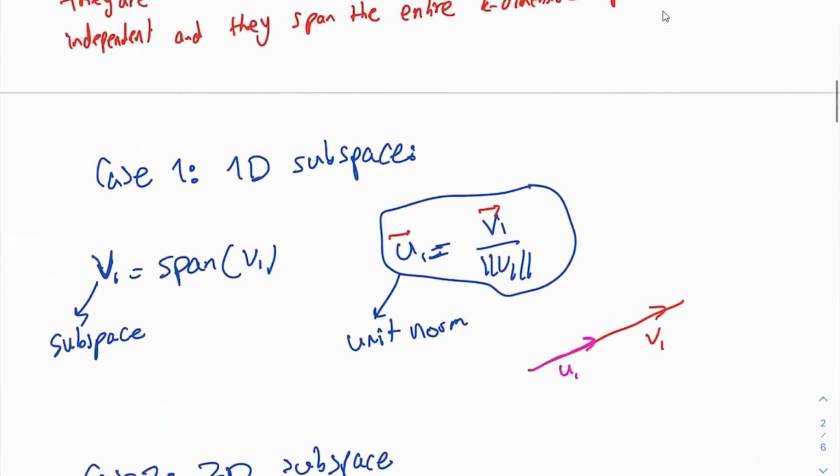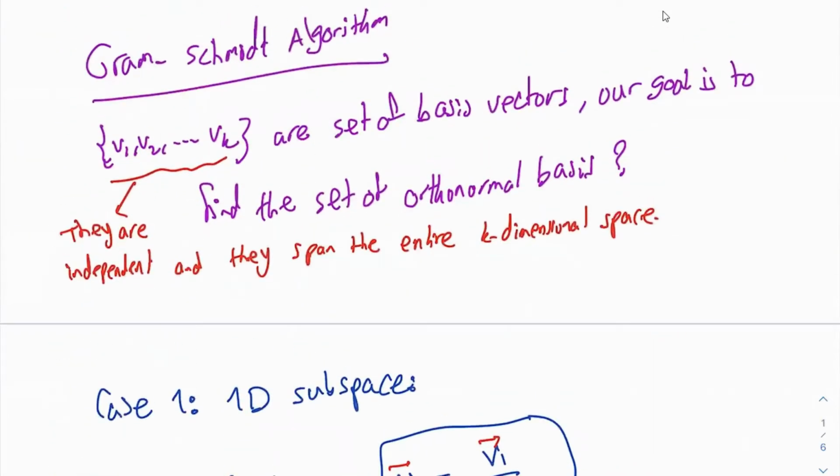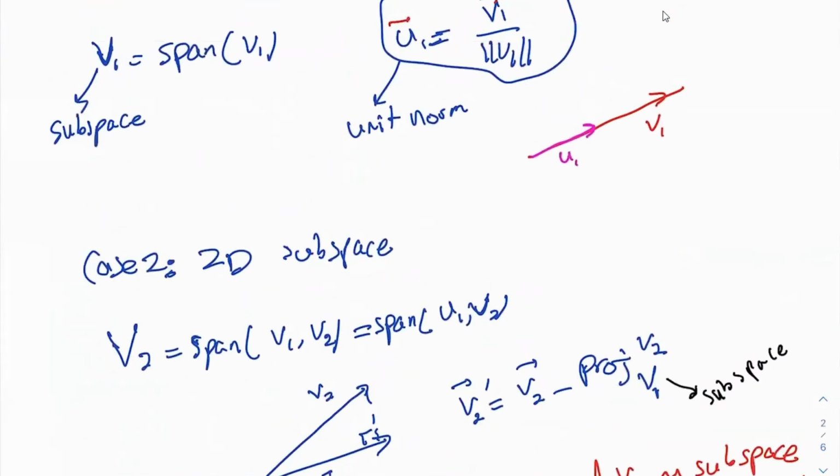Now in the second iteration, after I check v1, I go to v2. Now I have in my set u1 and v2. Remember, I replaced v1 with u1. u1 is good, but I want to find a vector that is orthogonal to u1 and has a unit norm. So I want to use this vector v2 and find another vector that is orthogonal to u1 and has a unit norm.